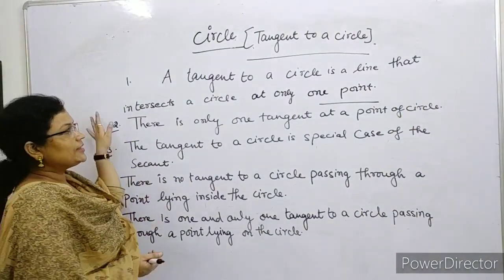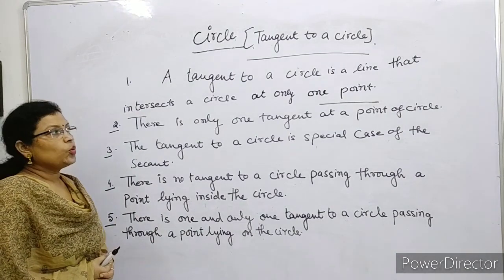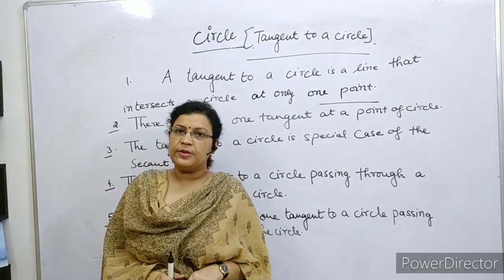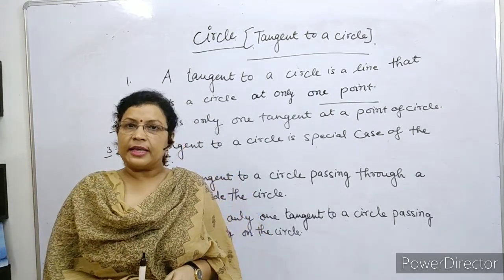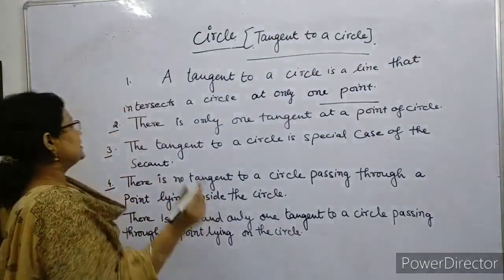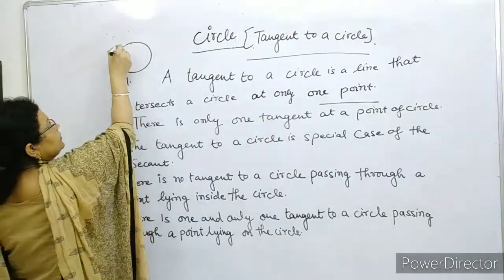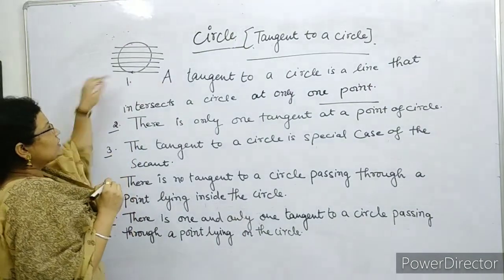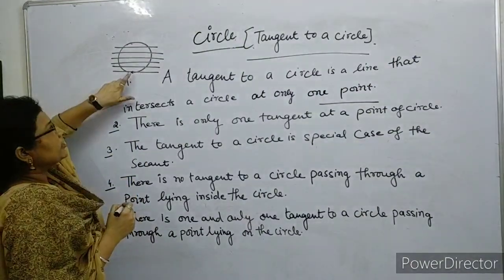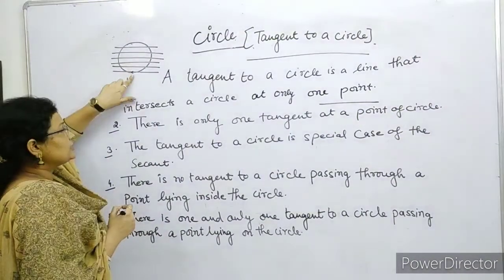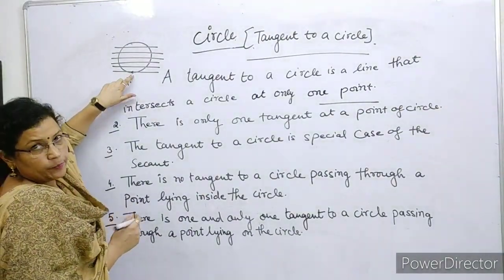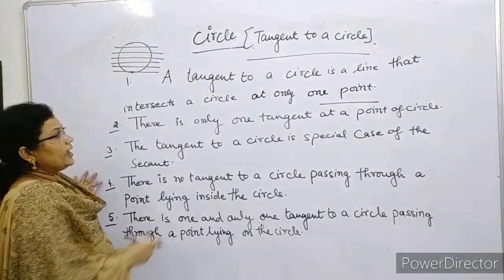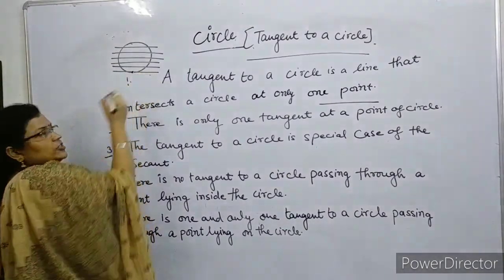A tangent to a circle is a line that intersects the circle at only one point. Always remember, a secant intersects the perimeter of the circle at 2 points, whereas a tangent intersects at 1 point. If this is a circle and we draw several parallel secants, we will see one secant outside the circle that touches it at exactly 1 point. This line which touches the circle from outside is known as a tangent. It touches at exactly 1 point, and at 1 point only one tangent can be drawn.